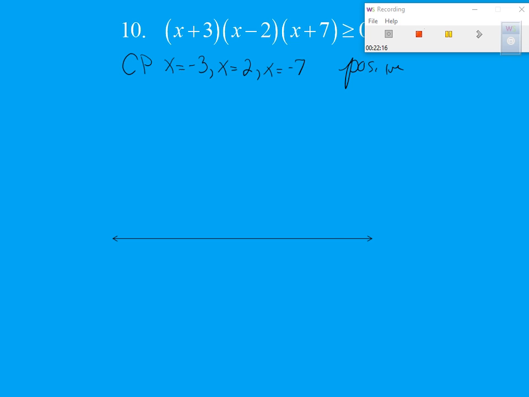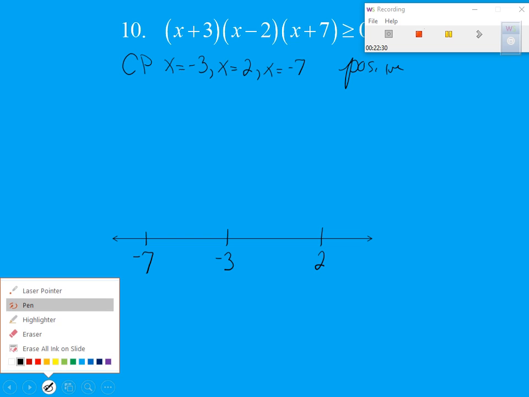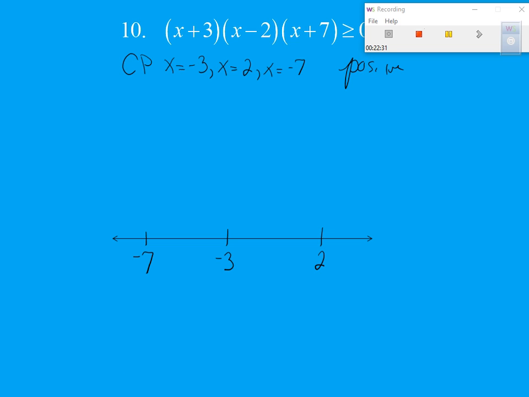Let's put these on the number line. The biggest number is 2. The middle number is negative 3. My smallest number is negative 7. Pick a number within each interval. So any number greater than 2. So I might use 3.